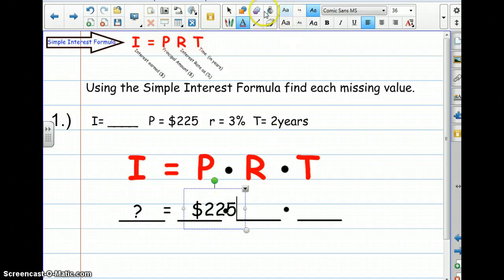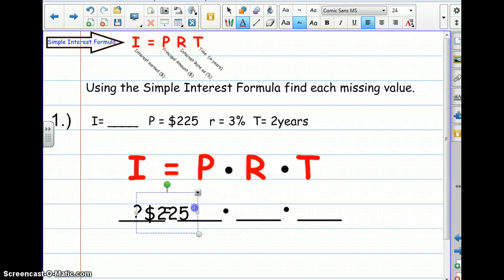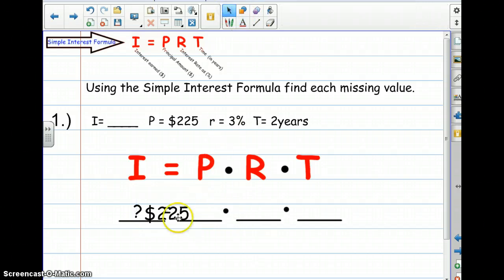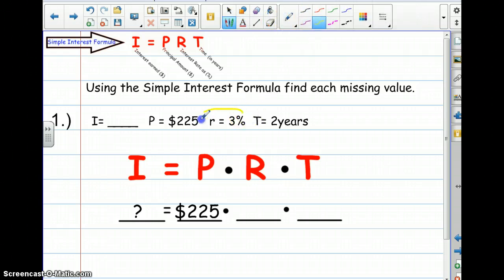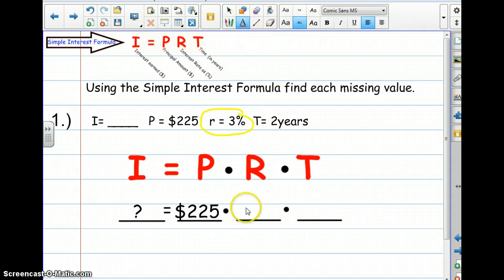Probably going to have to make that a little bit smaller. Okay. Do I know the interest rate, the R? Yes, I do. And the interest rate here is 3%. But remember, I cannot put a 3 in there because I have to convert it to a decimal. So 3% as a decimal is 0.03.